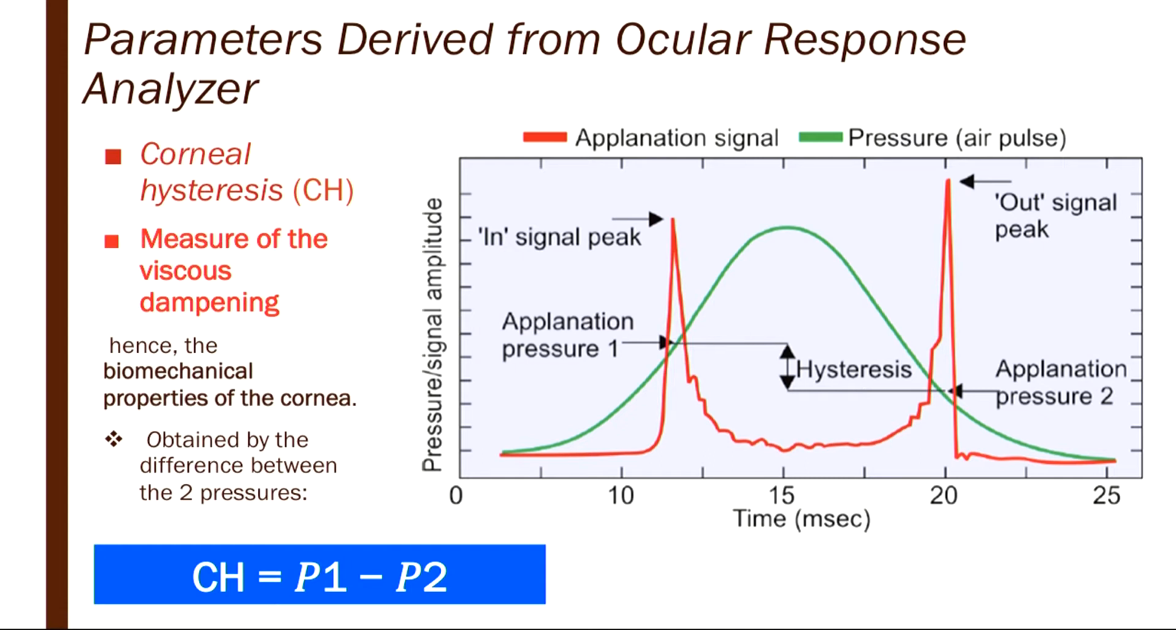Most important, of course, is the corneal hysteresis. So corneal hysteresis is a measure of the viscous dampening of the cornea, and it is defined by the difference of P1 versus P2. I mean, we would expect P1 and P2 to be the same. It's not the same just because of the viscous dampening effect of the cornea. And this is a very important parameter to study the biomechanical properties of the cornea.